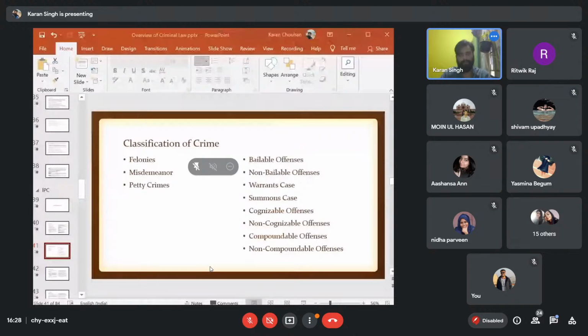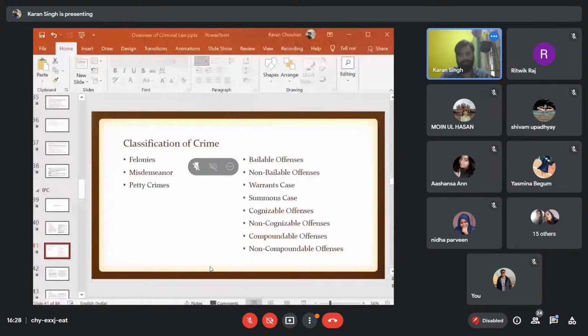One classification of crimes would be bailable offenses and non-bailable offenses. What is a bailable offense? Bailable offenses are those where bail can be provided as a matter of right. In non-bailable offenses, bail will not be provided as a matter of right, but only if the judge decides that there is no problem with providing bail. That is the difference.